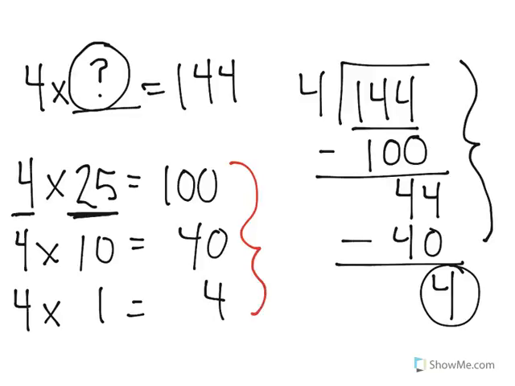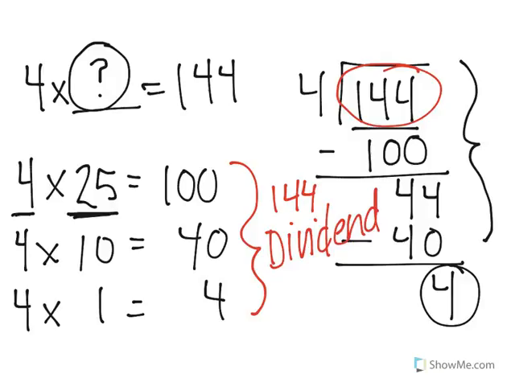All of this, 140 and 4, that adds up to 144, which, if we can remember, is our dividend. That was our total. That's what we started with. Now, this 4 right here, that's just telling us the number of groups, or the divisor. That stays the same. That stays constant each time.